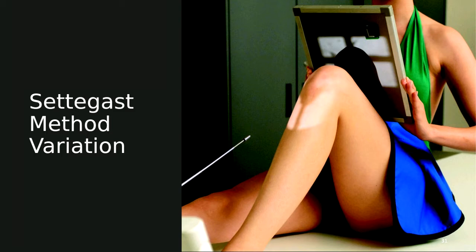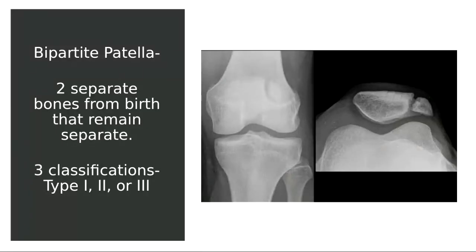All right, one of the last things, I added this to show you because it is in your pathology sheets, but it is not in the book, and that is a bipartite patella. Bi typically implies a two-part patella. So what happens is you end up with 2 separate bones from birth that remain separate throughout their life. You can see on here, when you look at it AP, this little piece here is separate from this piece here.